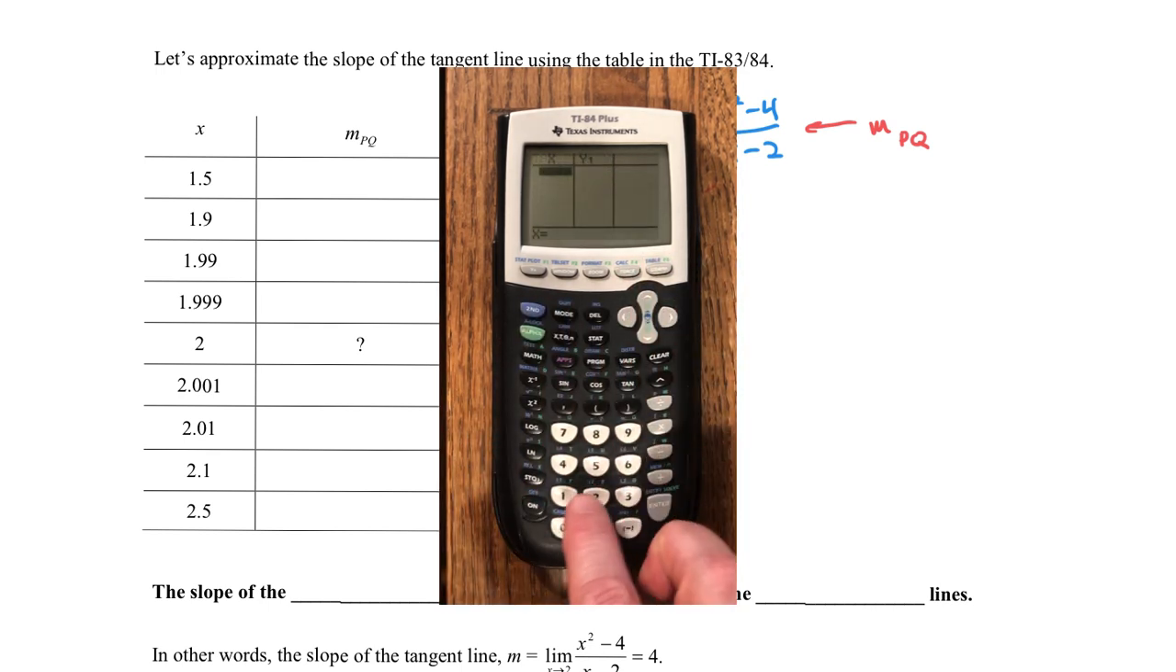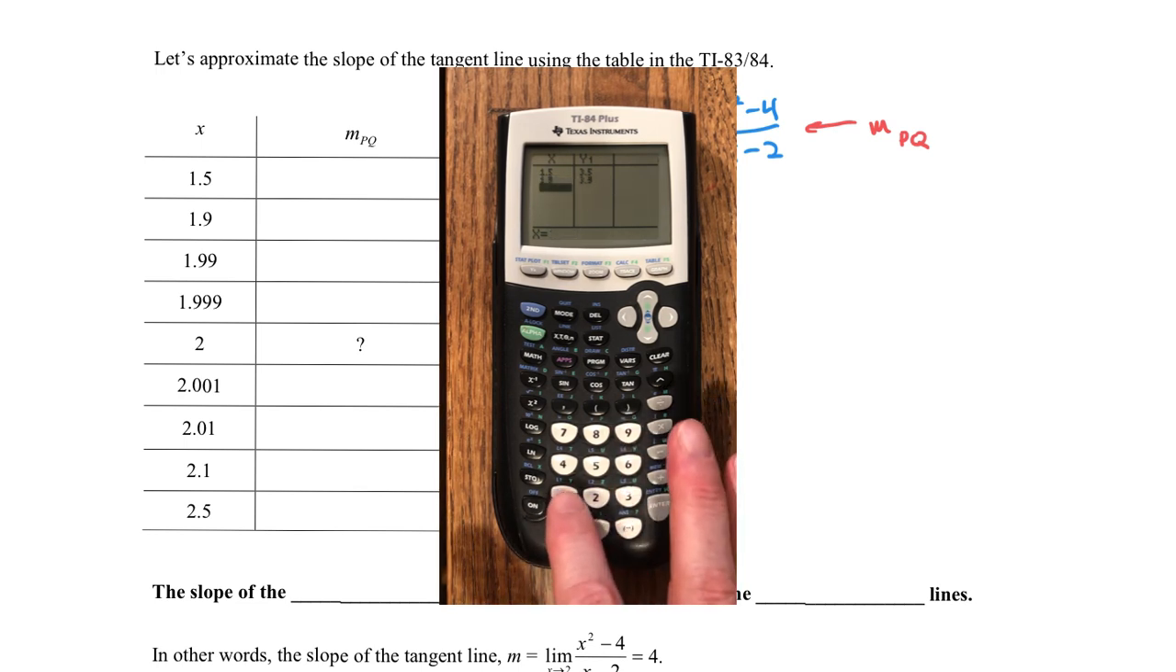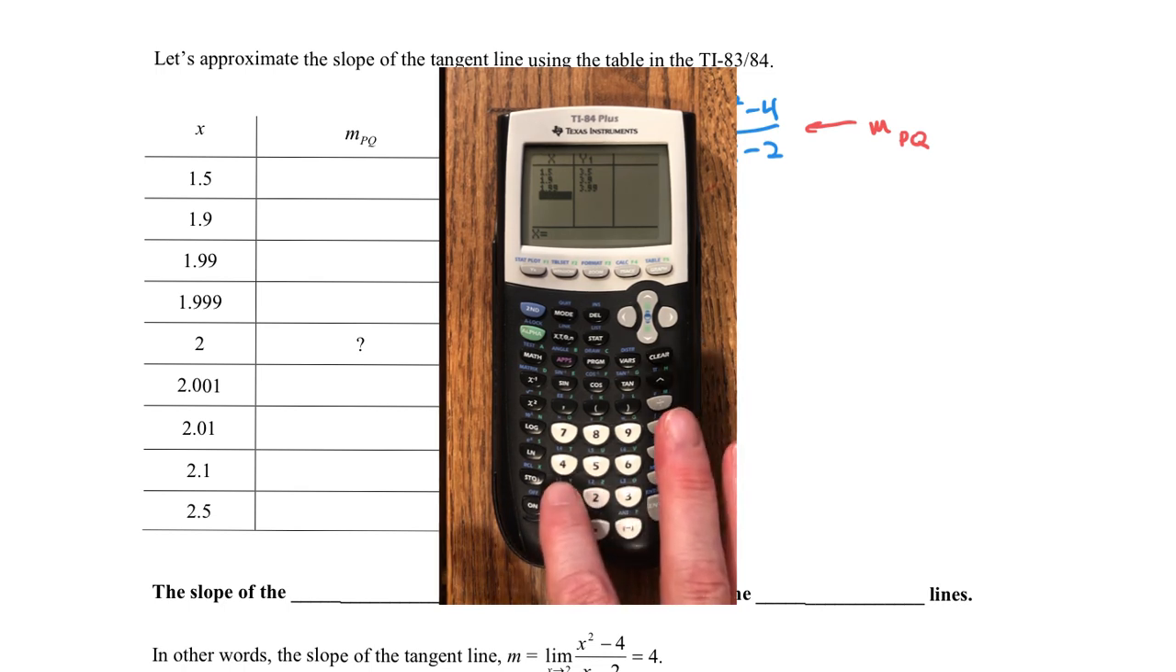So we could type 1.5 and get our y1, which is our slope, of 3.5, and if you go to 1.9, we'll get 3.9, 1.99, and so forth. We can see that it looks like the slope is approaching 4 as x gets closer and closer to 2.